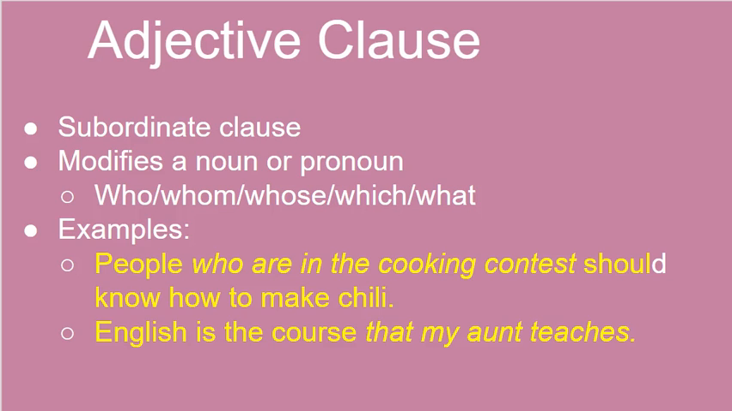Let's look at an adjective clause. An adjective clause is another type of subordinate clause or dependent clause. It modifies a noun or pronoun in the sentence. It answers the question who, whom, whose, which, or what. For example, people who are in the cooking contest should know how to make chili. Who are in the cooking contest modifies that noun, people.